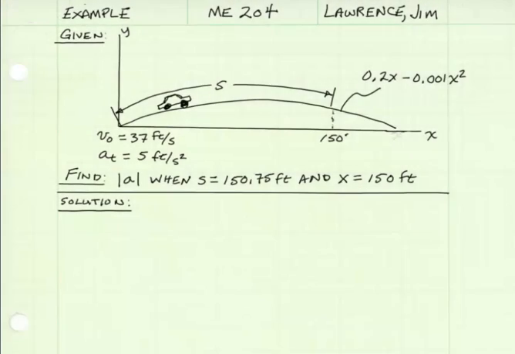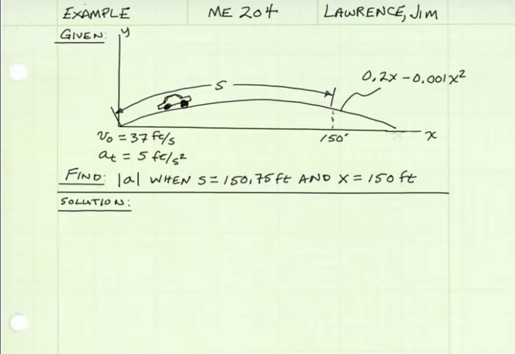In this example, we have a car traveling over a hill. In transportation, this is what we call a crest vertical curve, and this curve is represented by the function y = 0.2x - 0.001x squared. Our initial velocity, when x is equal to 0, and when the car starts on the curve, is 37 feet per second, and it has a constant acceleration of 5 feet per second squared.